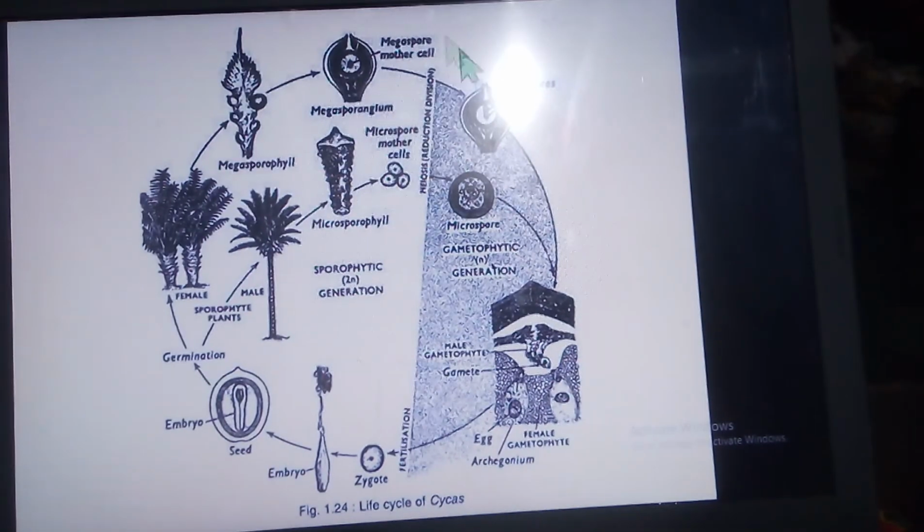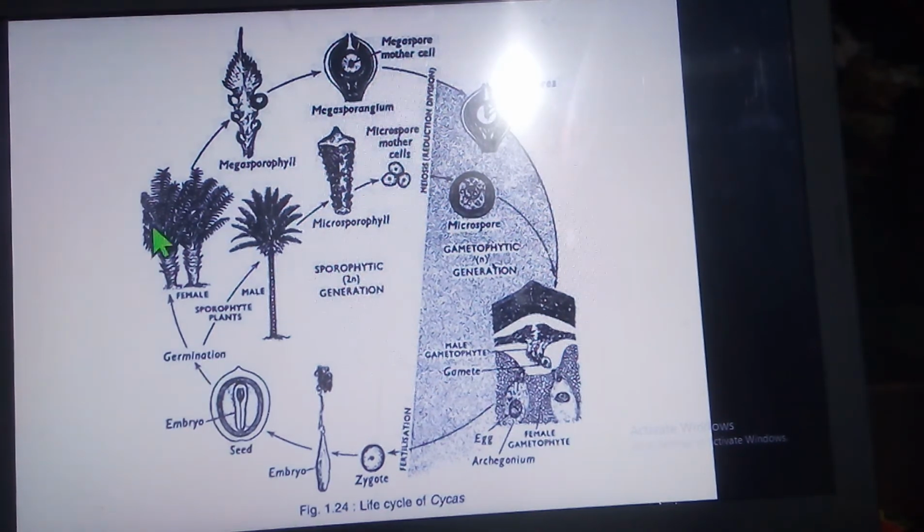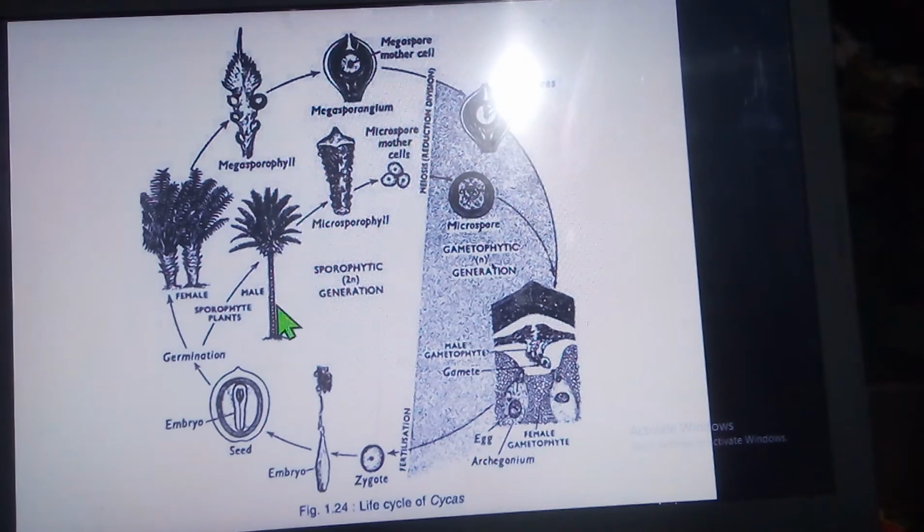Now in this picture, I just want to discuss a little bit on the life cycle. We had already studied this in my previous videos. I had explained the megasporophyll, the microsporophyll, the formation of the megaspore and the microspore, and how fertilization occurs, which leads to the development of the zygote, the embryo, and the seed, which will germinate and later develop into the male and the female gametophyte.